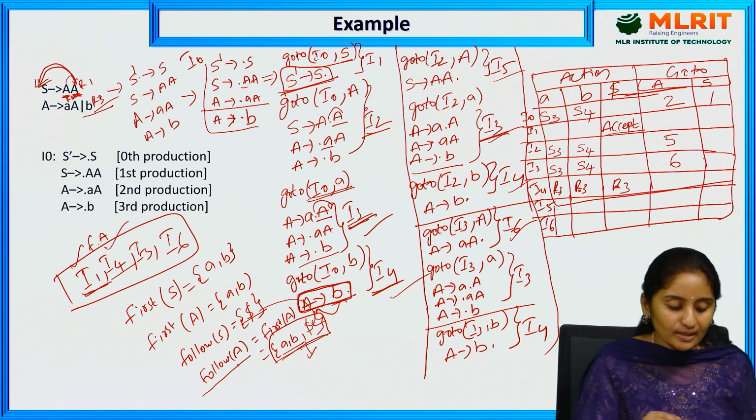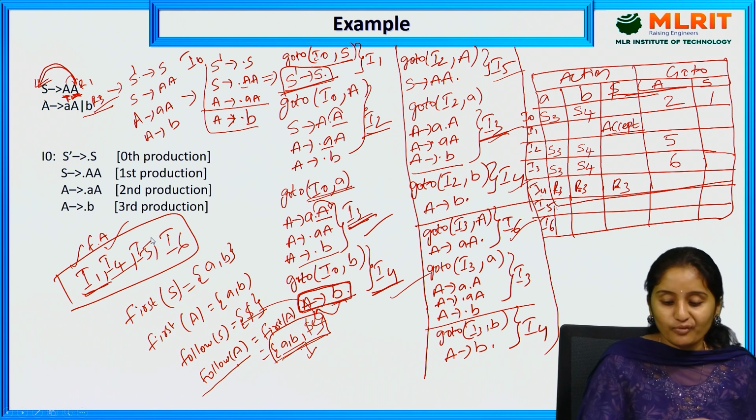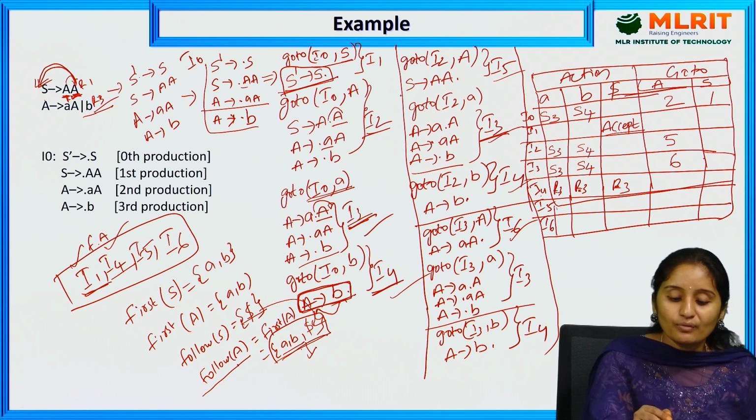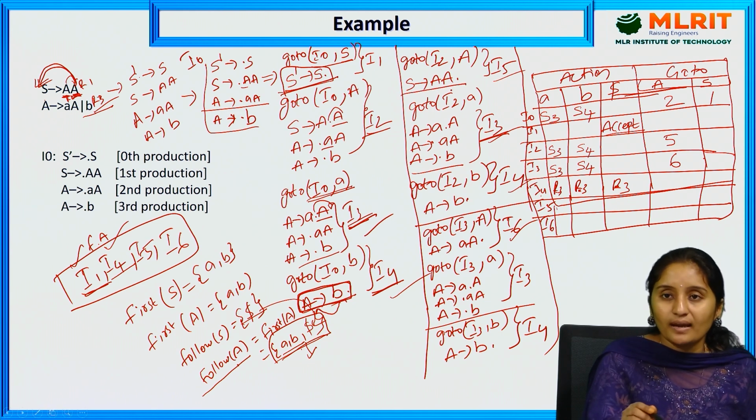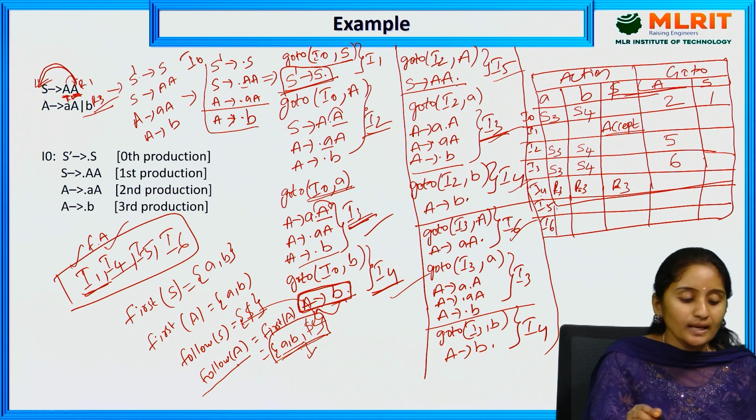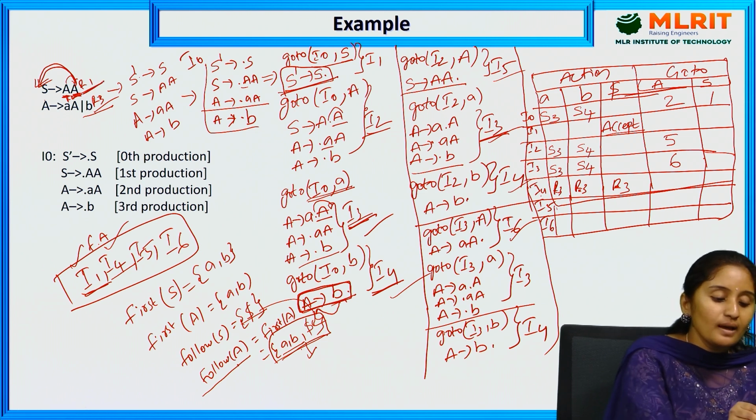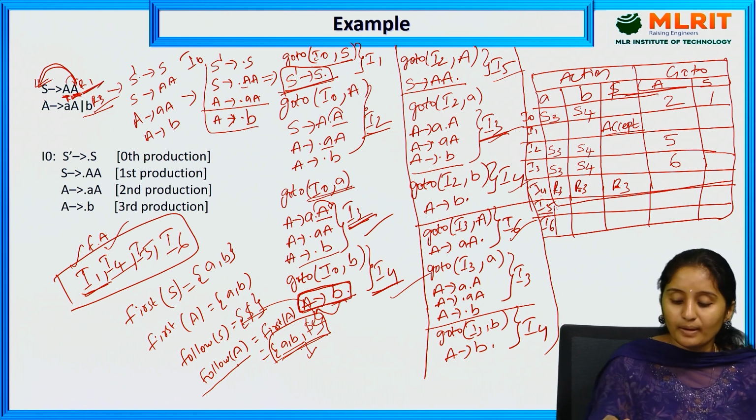The next final state I have is I5. Go to the I5 state. What am I having? S tends to AA dot production. Check the AA dot production. What is the reduction number? R1 is my reduction number. In I5, R1 is my reduction number.